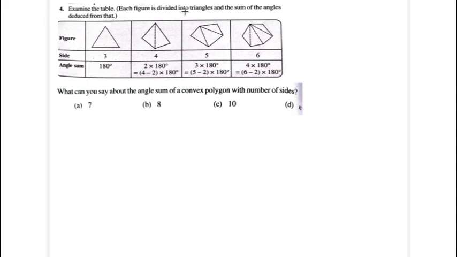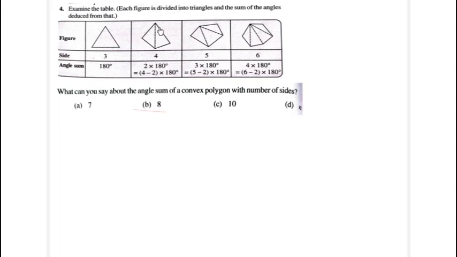Each figure is divided into triangles and the sum of the angles is deduced from that. Okay, here in this question we will get a formula. So what formula will we get? Let us check. Figure a triangle is given here. Now how many sides are there? 3 sides and the angle sum is 180 degrees. This we know: the sum of all the angles of a triangle is 180 degrees.